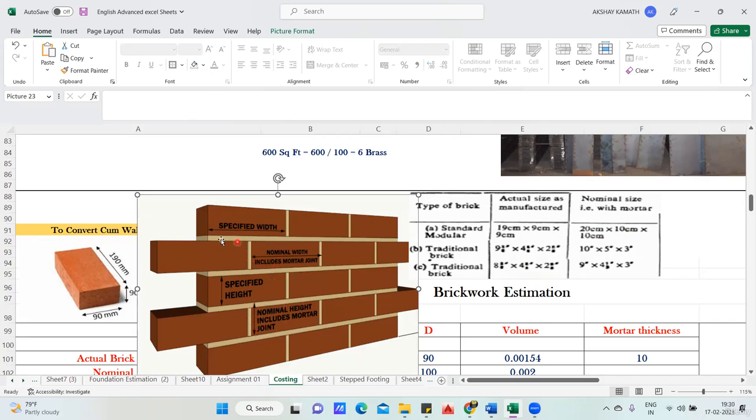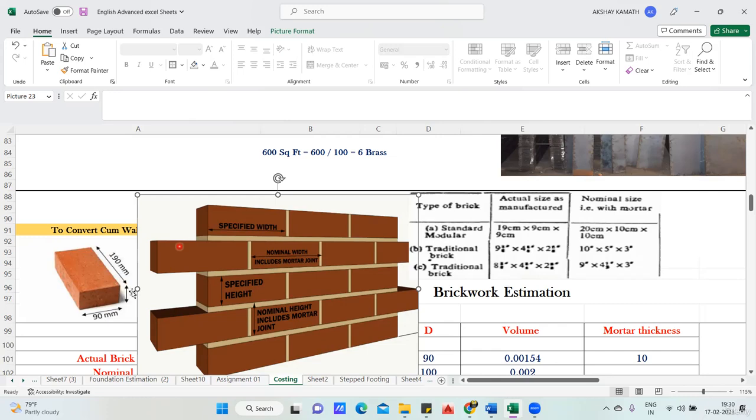Also the length. This is the width part, or let us say the length part. Here it is shown as width, but actually that is the length part. If I see from the front, it will be the length for me. So length is actually 190 mm. But when you add the mortar thickness also, it will come out to be 200 mm. Next is the width part.